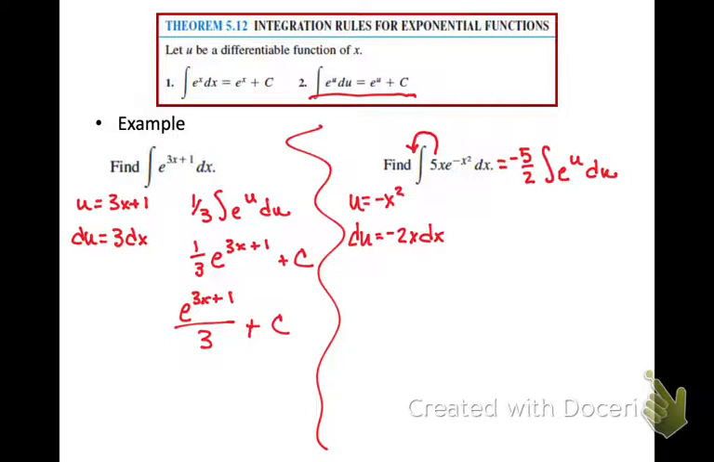Okay, so then I have negative 5/2 e to the negative x squared plus C. Where did the x go that was in front of the e? Because this x right here was part of this du. It didn't go anywhere.